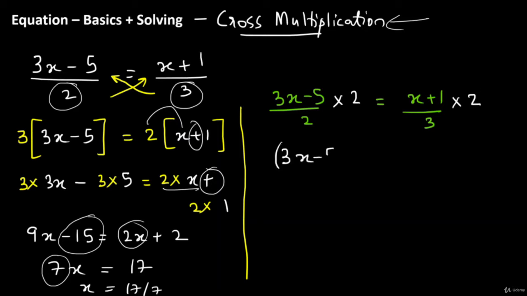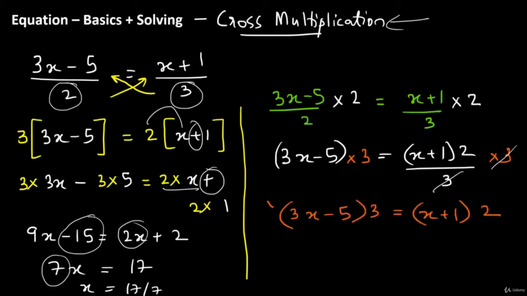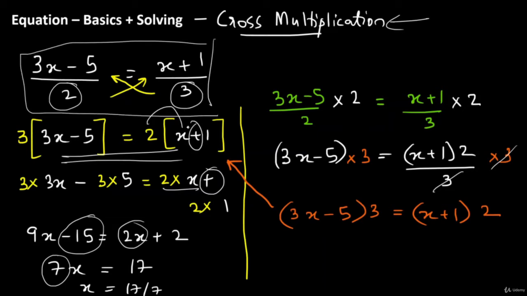So I get (3x − 5)/3 = (x + 1)/2. Now let me multiply both sides by 3. Over here this 3 and this 3 cancel out, so I get 3x − 5 = (x + 1) × 3/2, which is the same thing that we had over here. So cross multiplying is the faster way of thinking of solving these types of equations.